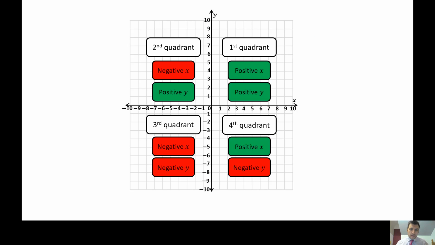Okay, so here we go. This wraps up that the 2 positives will be in the first quadrant. The negative x and the positive y would be in the second quadrant. Positive x and the negative y would be in the 4th quadrant, and both negatives is in that 3rd quadrant.